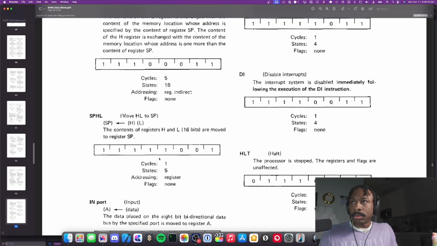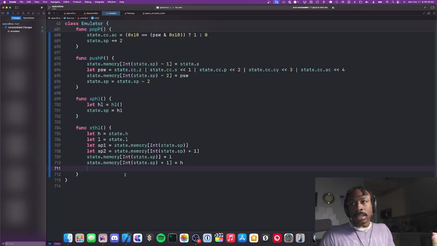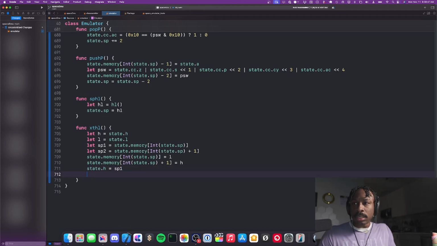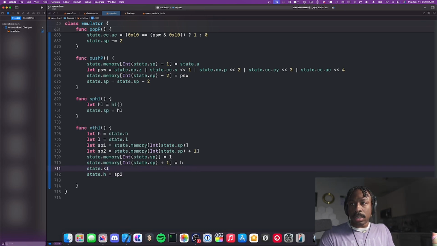And then let me take a look at the book. Okay. And then yeah, we just have to say state dot H use sp1. No, that should be sp2. State.L equals sp1. Okay.